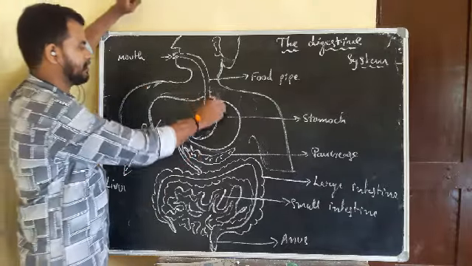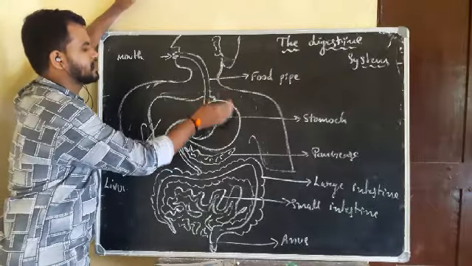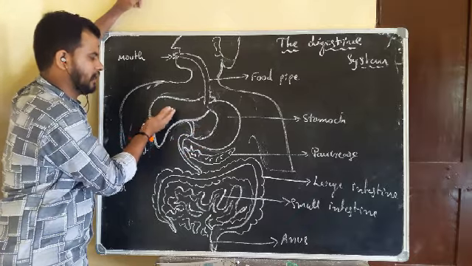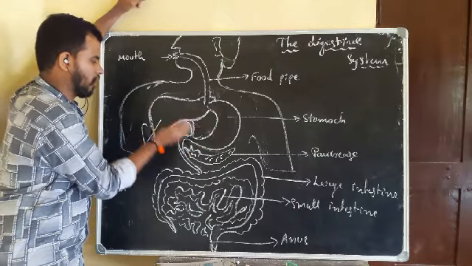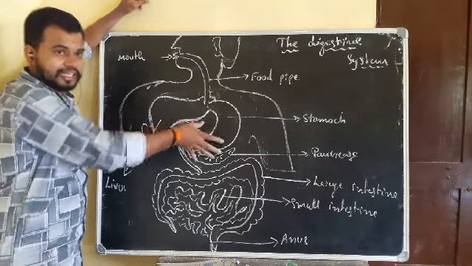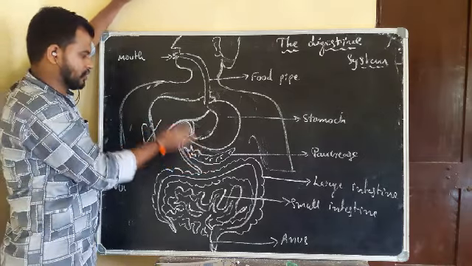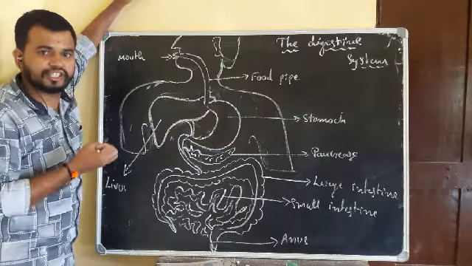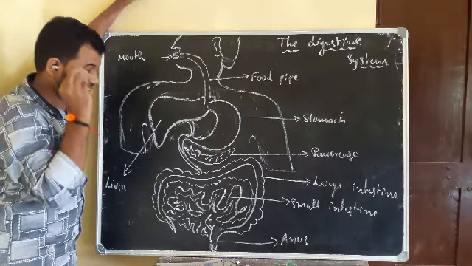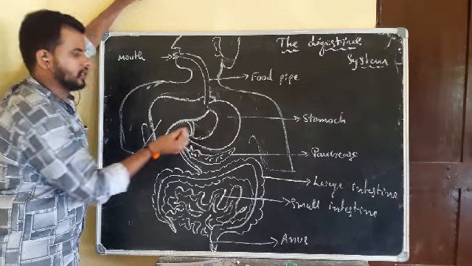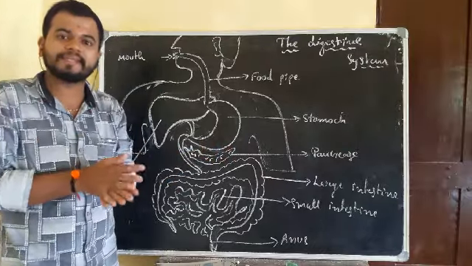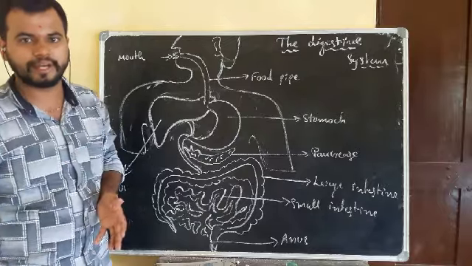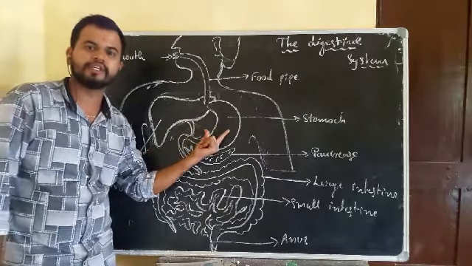What happens after the food enters the stomach? The stomach releases some juices, with the secretion help of the pancreas and liver. I will explain these two afterwards. First, after the food enters, the stomach releases HCl and digestive juices. Those substances make the food into still smaller particles and convert it into paste. This is the function of the stomach.